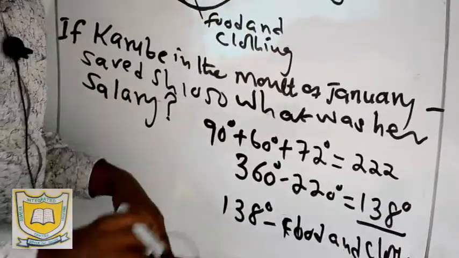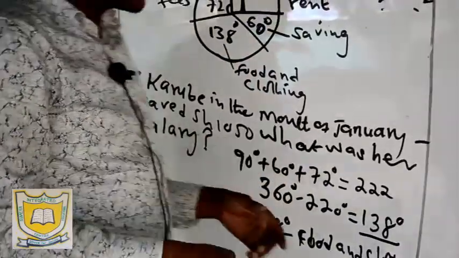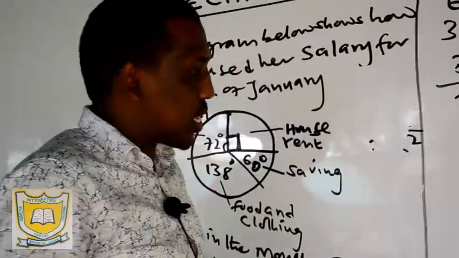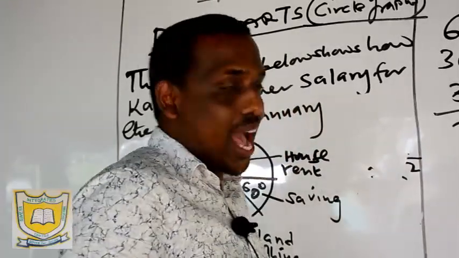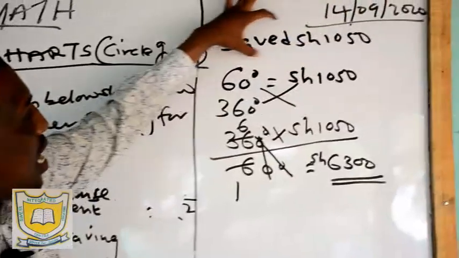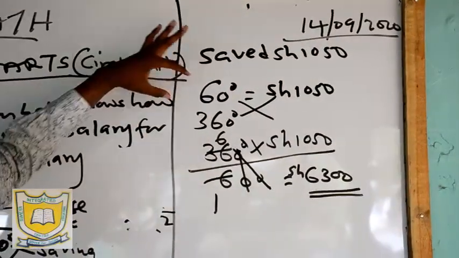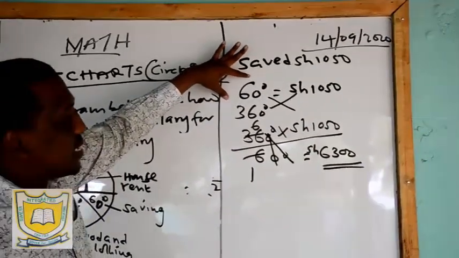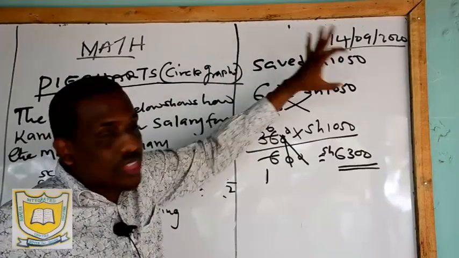So what they are asking is, what was her salary? What was her earning? Her earning or her salary is the same. She saved shillings 1050. So we have two known things for saving now. For saving, the degree we are given is 60 degrees, which is equal to shillings 1050.